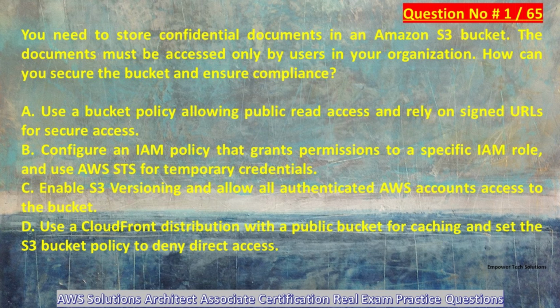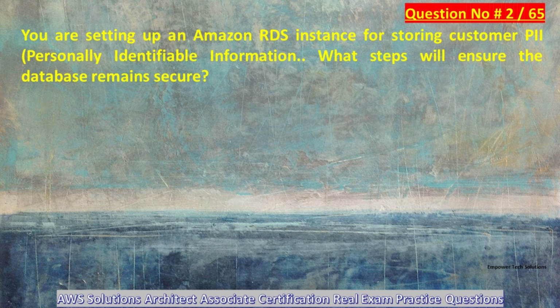A. Use a bucket policy allowing public read access and rely on signed URLs for secure access. B. Configure an IAM policy that grants permissions to a specific IAM role and use AWS STS for temporary credentials. C. Enable S3 versioning and allow all authenticated AWS accounts access to the bucket. D. Use a CloudFront distribution with a public bucket for caching and set the S3 bucket policy to deny direct access.